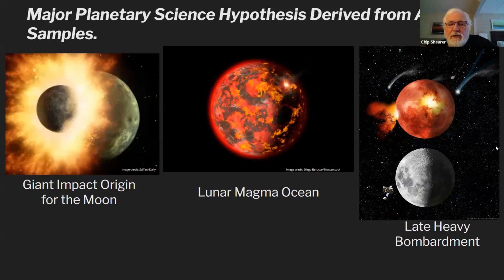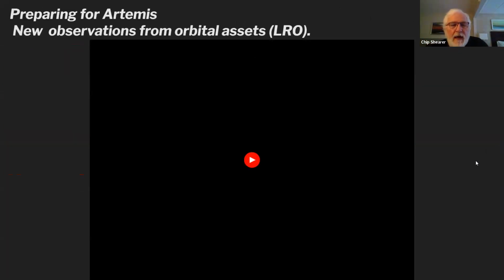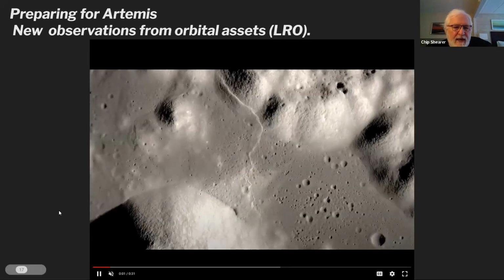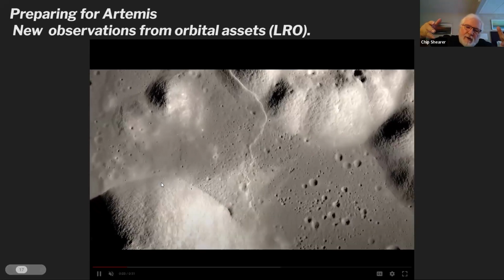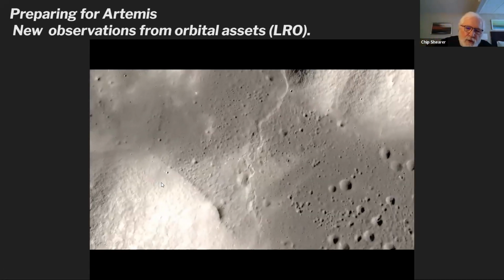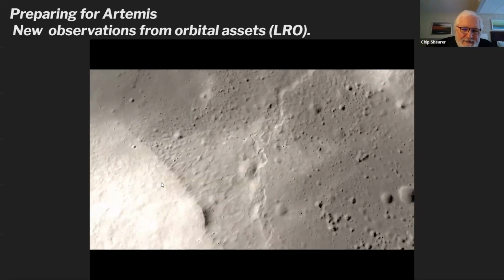The next chart just illustrates the usefulness of observations from our current orbital assets. For example, this is some imaging put together in a video made from LRO, the Lunar Reconnaissance Orbiter imaging. And this is a video diving into the Taurus-Littrow Valley.